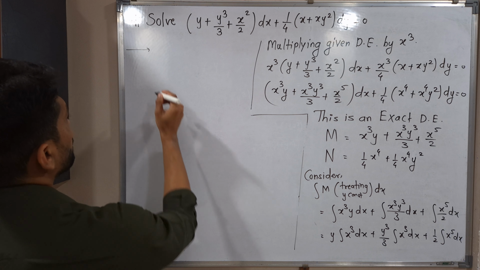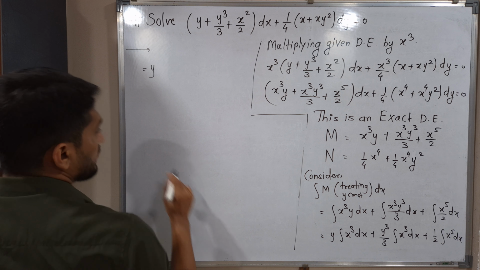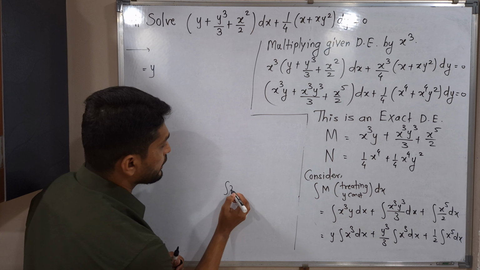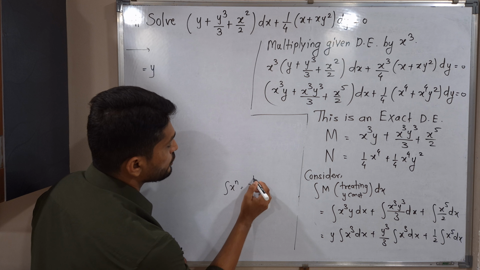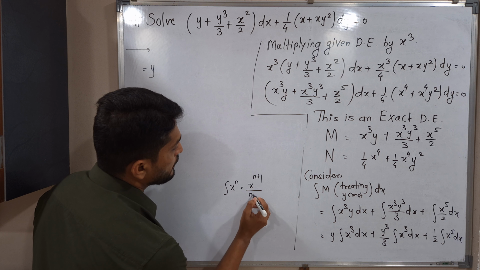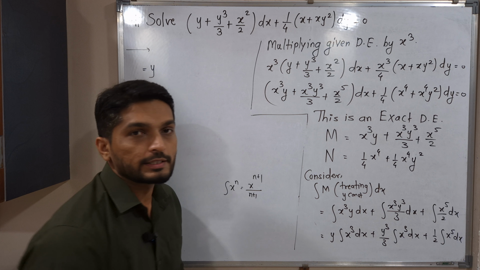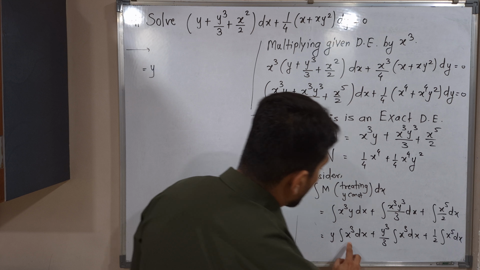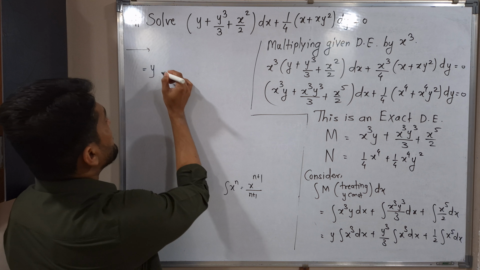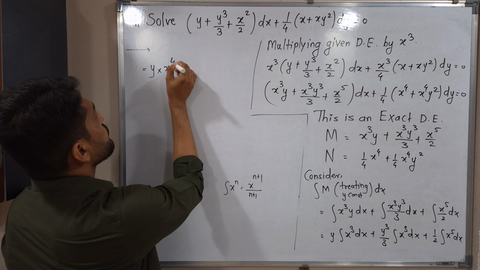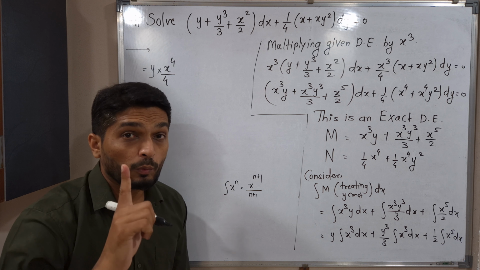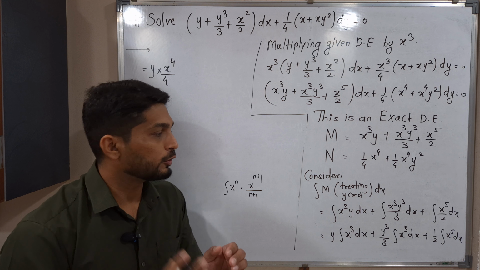So it is equal to y. Now the question is how to find the value of this integration. We have a simple formula: integration of x raised to n is x raised to n plus 1 by n plus 1. Whatever the power we have, we increase it by 1 and the same number we write in the denominator. So what will its integration be? x raised to 4 by 4. Just increase the power by 1 and put the same number in the denominator.